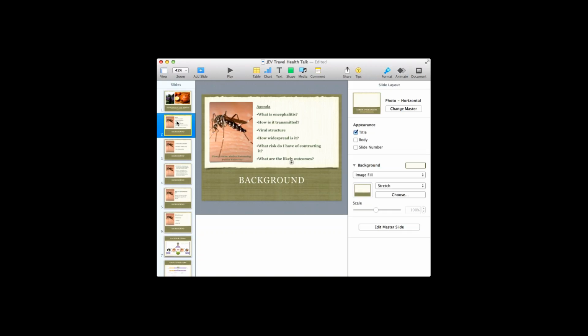Knowledge of this infection is very important. And with that, we have the agenda. What is encephalitis? How is it transmitted? What's the structure of the virus? How widespread is it? What risk do you have of contracting it? And what are the likely outcomes?